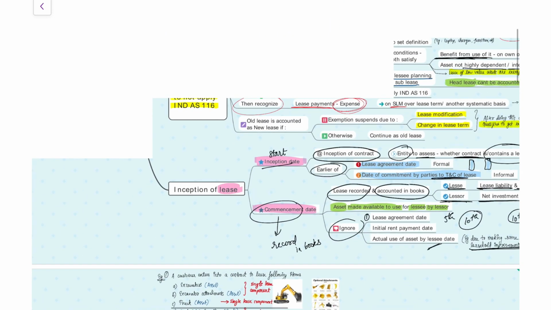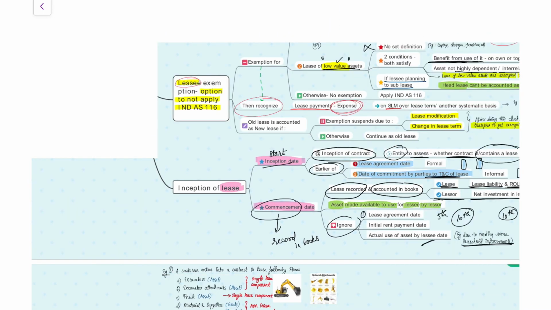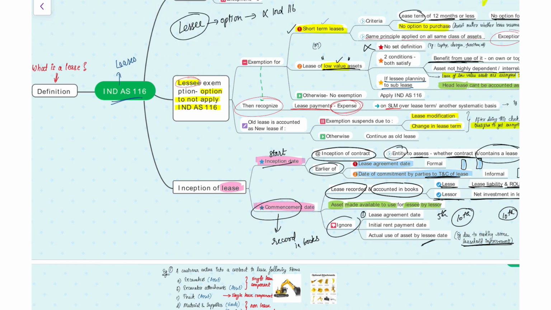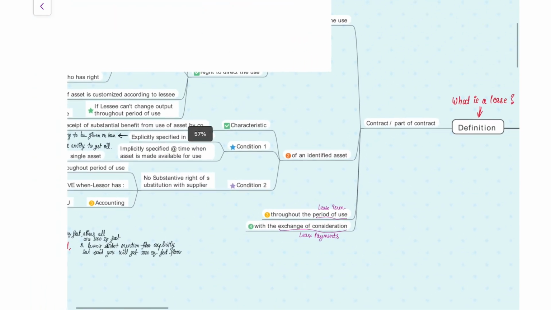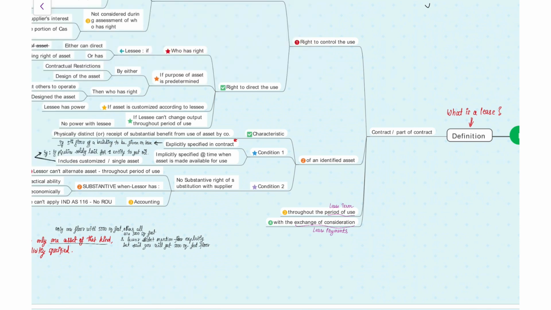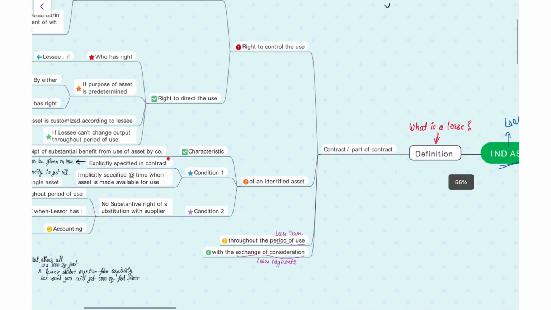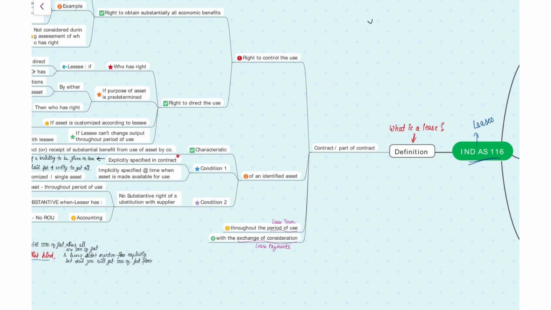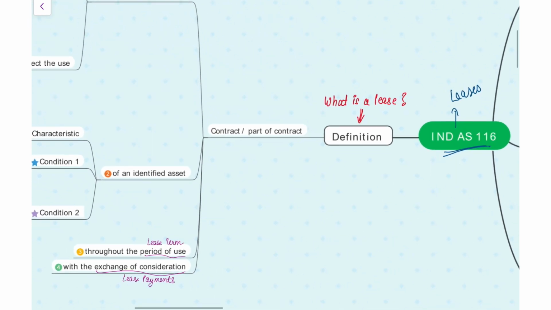So now we have understood the exemptions related to 116, where the lessee has an option to apply such exemptions, and the dates, the inception date and the commencement date. So now we are going to get into the in-depth of this chapter. Let's continue. Now we are going to get into the main part of the chapter, where you will understand what exactly a lease is.